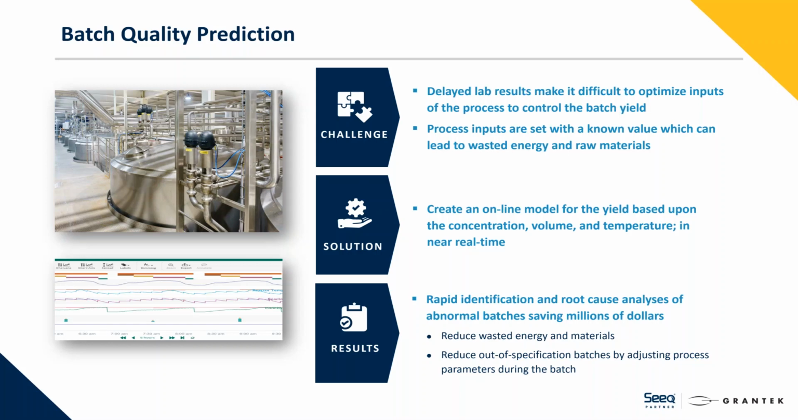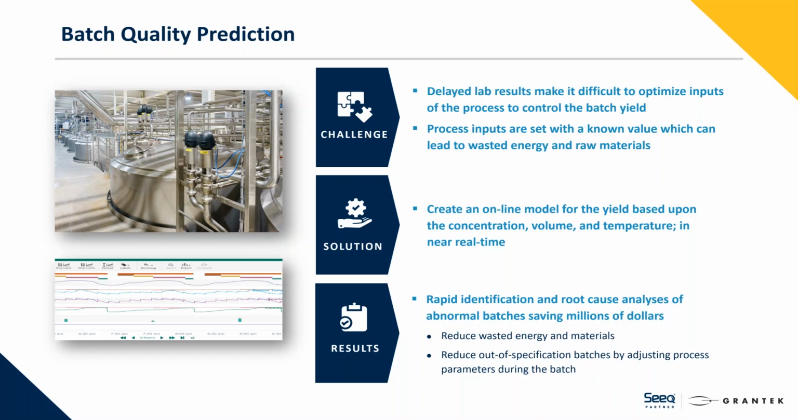And so what we want to do is actually create an online model. In this case, we're going to do it for yield, but you can also do the same thing for quality based on concentration, volume, temperature, whatever parameters in your system that you might want, and have that operating basically near real time as the data is coming into the historian. This results in rapid identification and root cause analysis of abnormal batches, and can save energy, save batches, save problems with quality, et cetera.